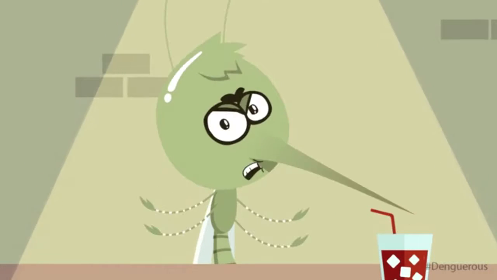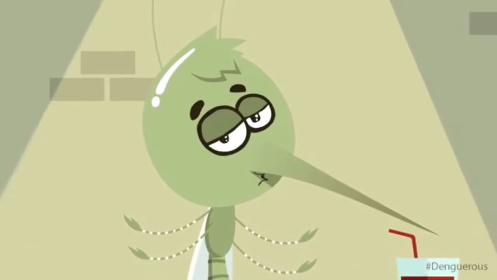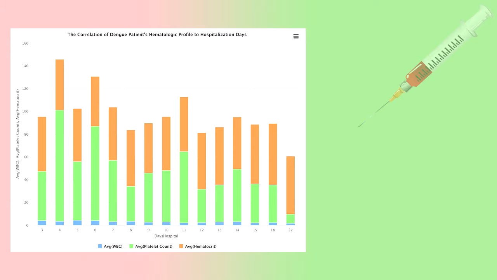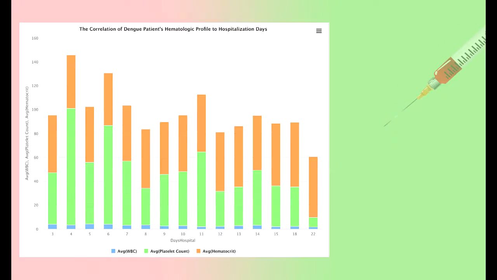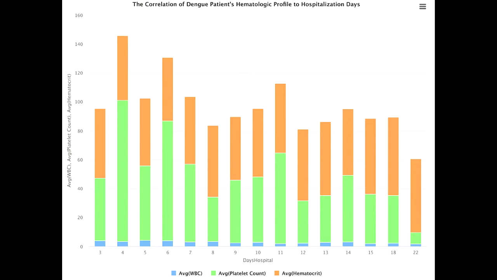Using the data given, here are some graphical representations of the data and its relationships. The correlation of dengue patients' hematologic profile to hospitalization days. This bar graph shows the hematologic profile of dengue patients, specifically the average white blood cells or leukocytes, platelet count or thrombocytes, and hematocrit, as well as the duration of hospitalization.